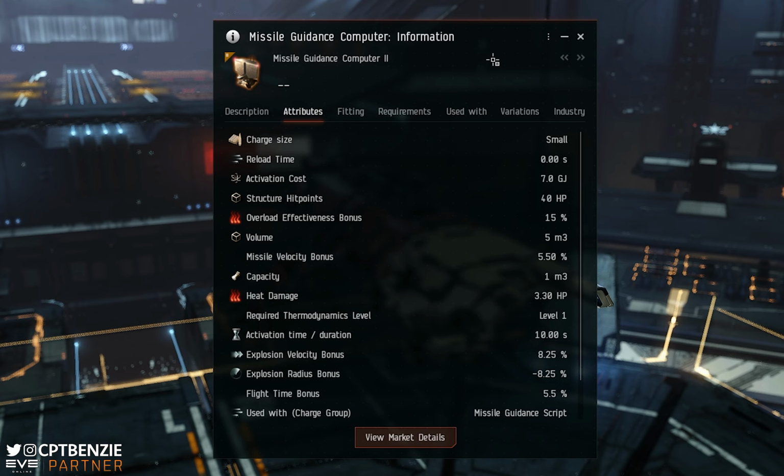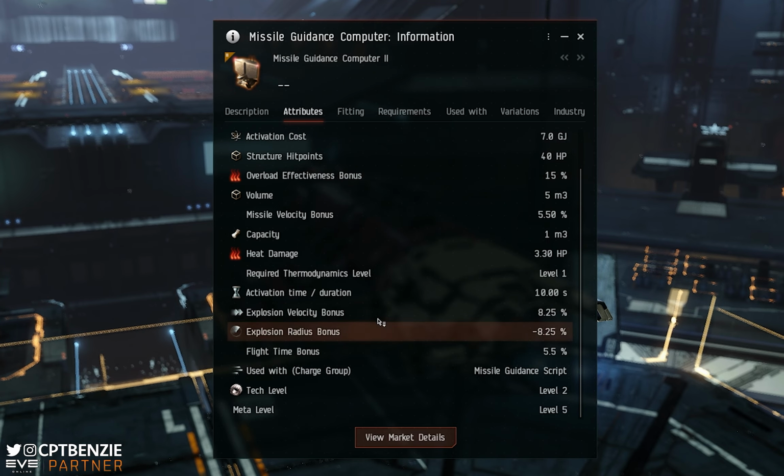That brings us nicely to the guidance computers. Now, these come in two different forms. You've got the missile guidance computer and you've got the tracking computer. No prizes for guessing what the major difference between those is. In short, it's the fact that the missile guidance computer affects missiles, whereas the tracking computer affects turrets. It's really that simple. If it's turret, use a tracking computer. If it's missiles, then use missile guidance computers. Ultimately, though, what they do is essentially the same.